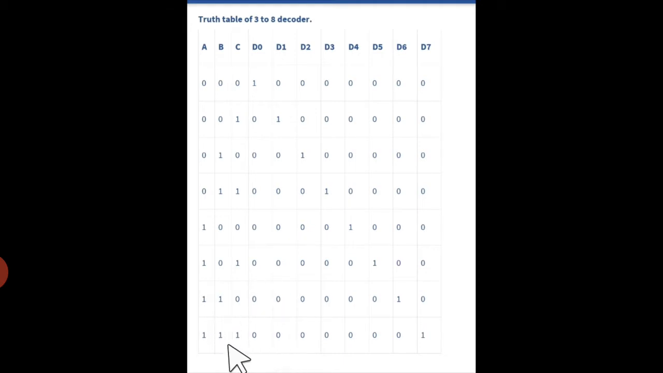Here you can see the last one, where the input combination is 1 1 1, meaning A is 1, B is 1 and C is 1. So this combination 1 1 1 represents the number 7. So here D7 has the value 1, high or true. The same concept is applicable to all the other input combinations. You can just see. But remember, only one output line is active at a time. That's what I wanted you to understand.